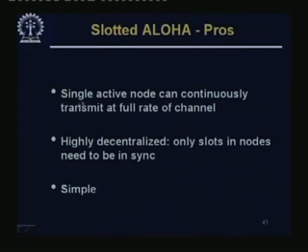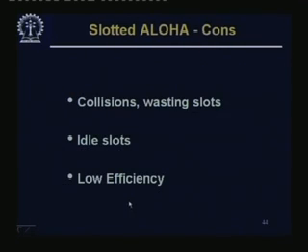The pros of slotted ALOHA: a single active node can continuously transmit at the full rate of the channel. That means if nobody else wants to transmit, one active node can go on transmitting. It is highly decentralized, only slots in nodes need to be in sync. That may be taken care of from the hub or through the satellite, and it is a very simple kind of protocol. The cons are of course collisions, wasting slots, idle slots, low efficiency.